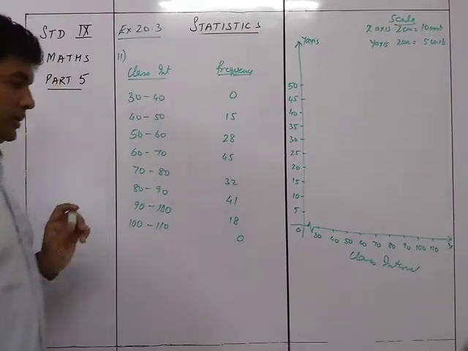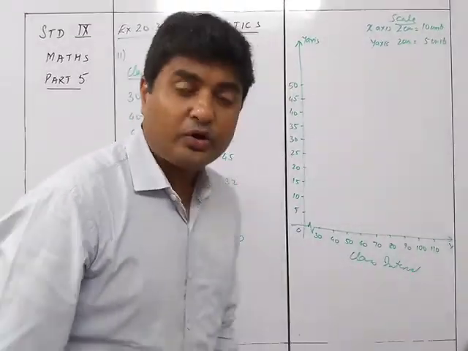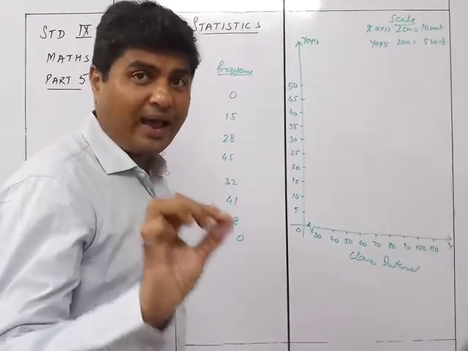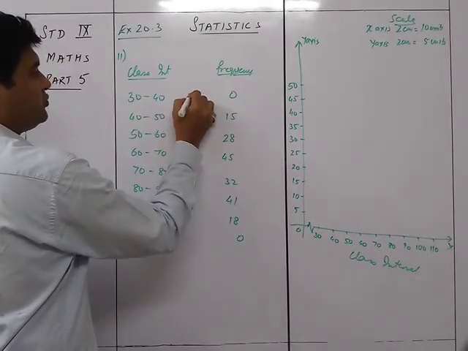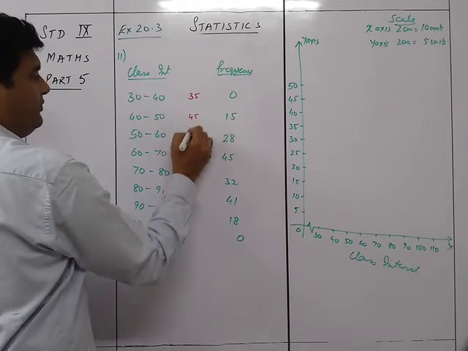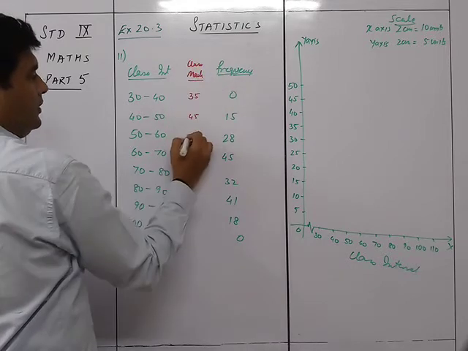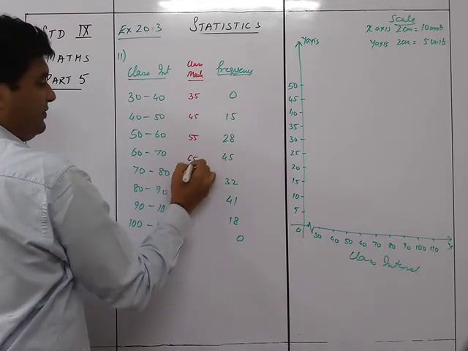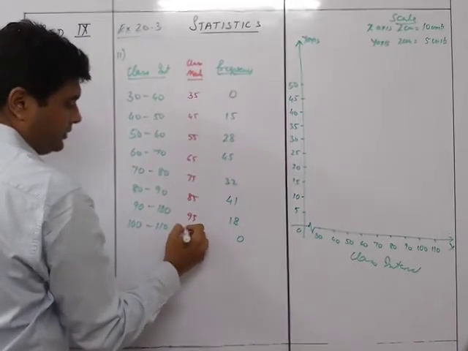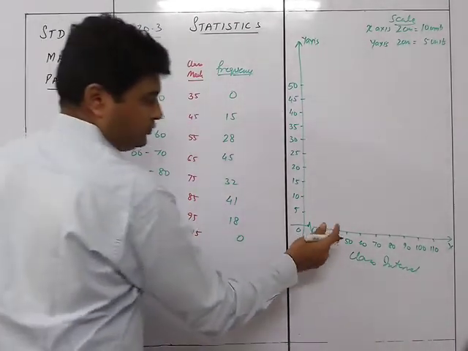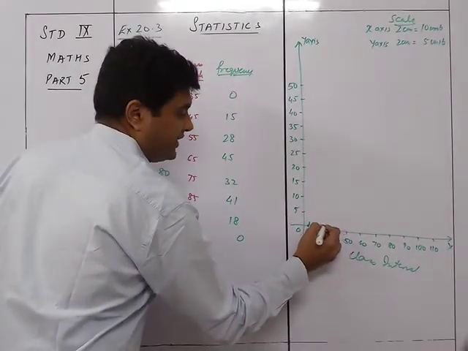We now start the plot. Now in case of plotting this, as I told you, you have to plot the class mark and the frequency. I just write down the class mark over here. This will be 35, 45. This is class mark. 55, 65, 75, 85, 95, 105. That means these points in between these ones. 35 will be over here, 35, 0 will be here.